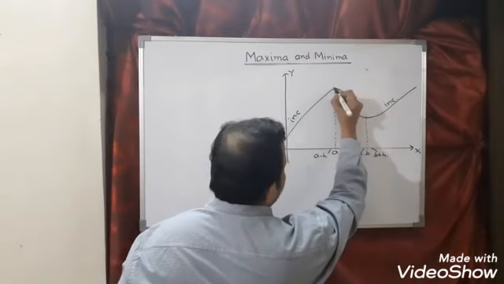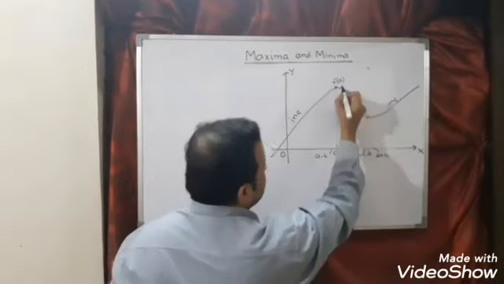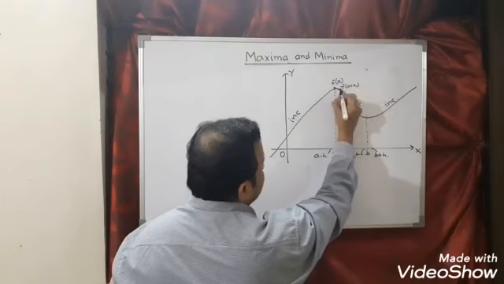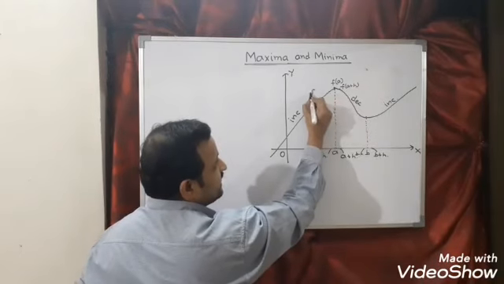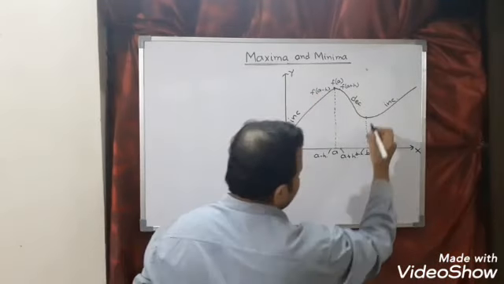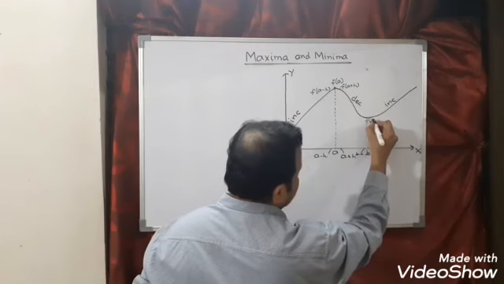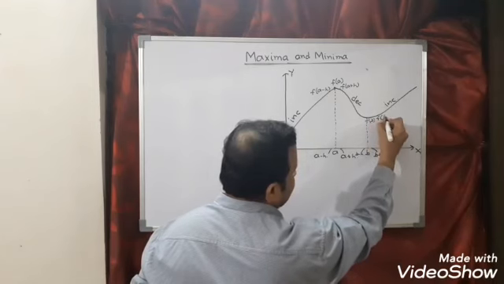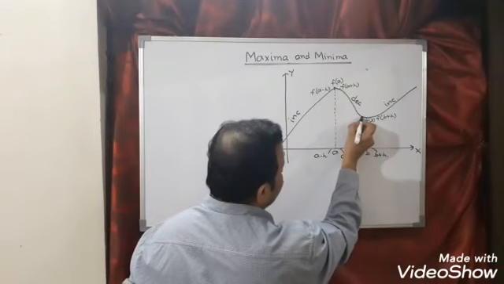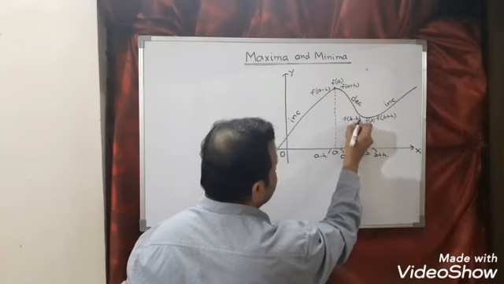So corresponding to this point is nothing but f of A, right? This point is f of A plus h, and this point is f of A minus h. Similarly, this is f of B, this is f of B plus h, and very near to this from the left hand side this is nothing but f of B minus h.